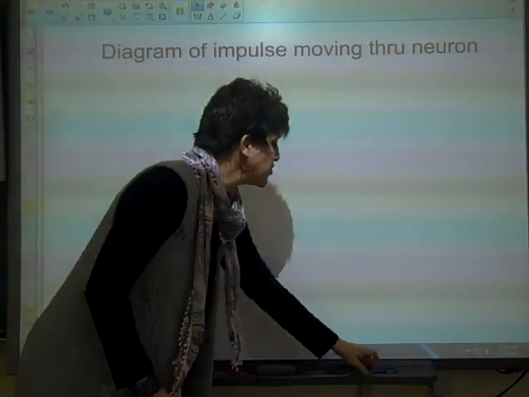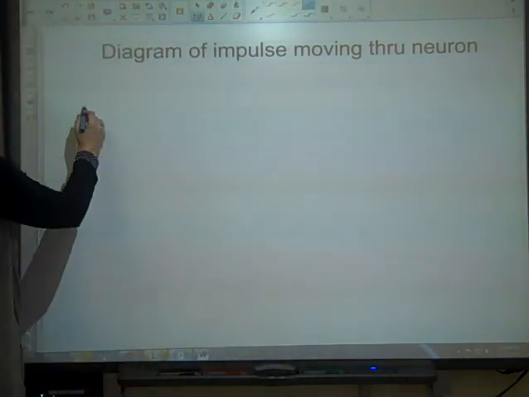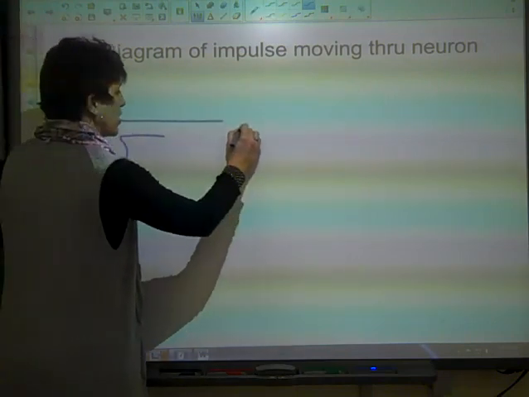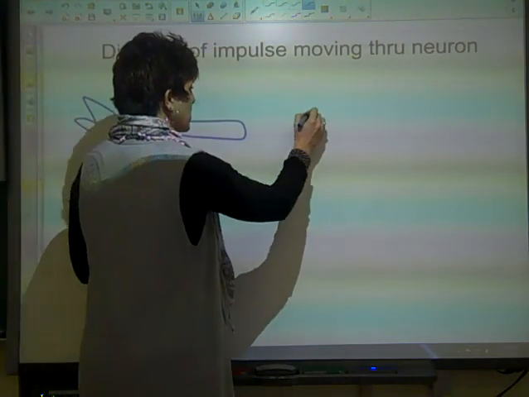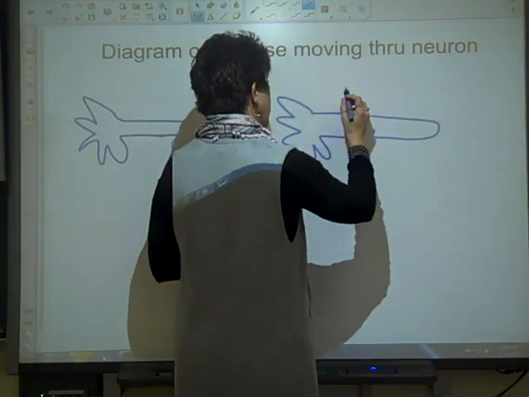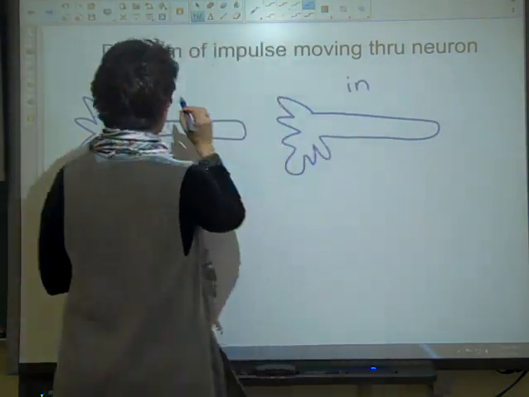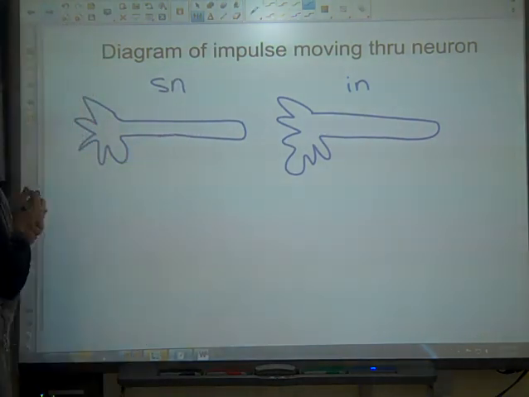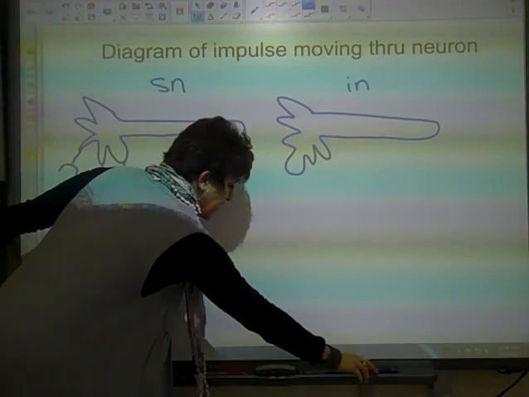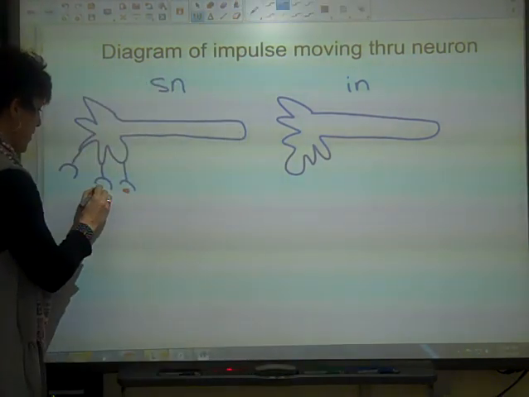All right, so I want to draw a couple diagrams, make sure that you're understanding what's going on. So here is my first neuron. Here is my second neuron. We will say this is an interneuron and this is a sensory neuron. So the receptors on here, to start this going, they pick up a message.